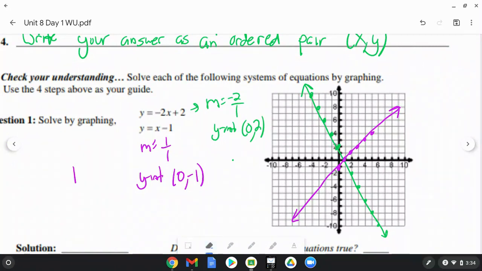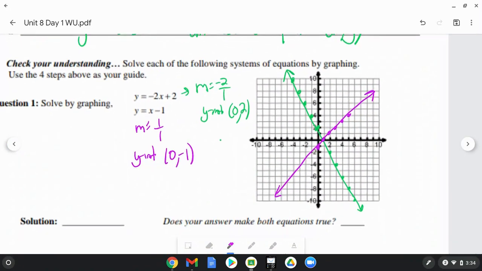Oops, put in the wrong spot. So where it says solution, this is 1, 0. And then that question is, does it make both equations true? Well, that's the place that it intersected, so it better. If you did plug it in, looks like you'd get 0 equals -2 times 1 plus 2. So you're going to get 0 equals -2 plus 2. So yeah, it makes the first one true. And then the bottom one would be 0 equals 1 minus 1, and that's 0 equals 0.